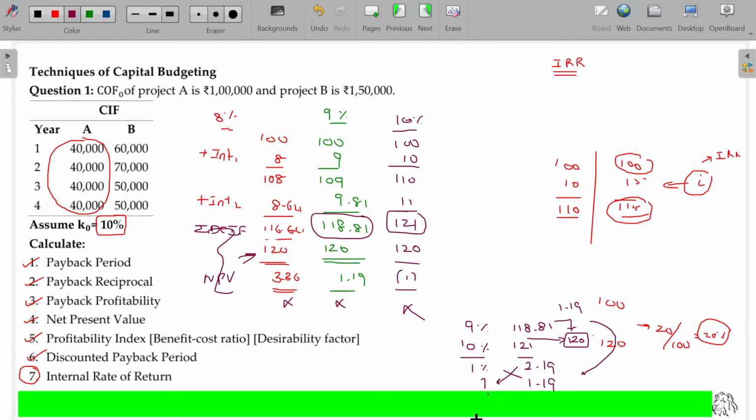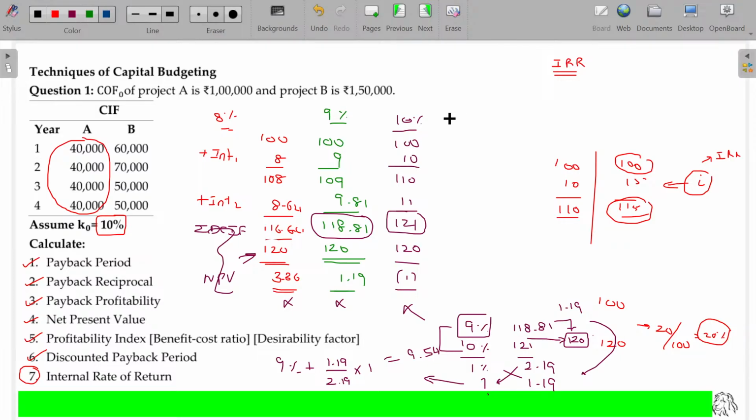Do the cross multiplication. Start with the lower number, and add this particular value here. What is that? 1.19 divided by 2.19 into 100. What's the value? Into the rate of interest. Okay. Cumulative means the class interval. Come on, tell me. This is called the class interval, the difference between the rates. Come on. 9.54 is the answer.